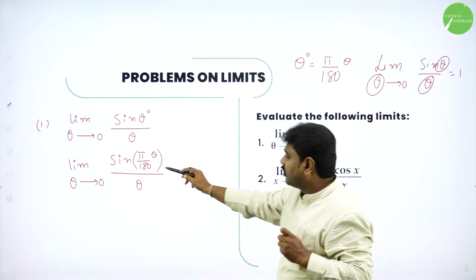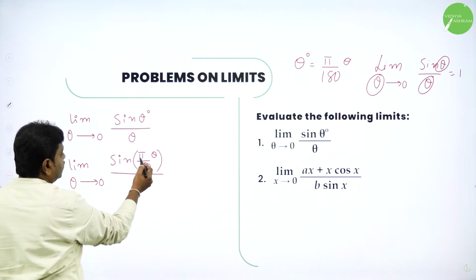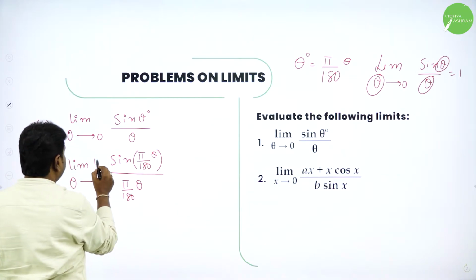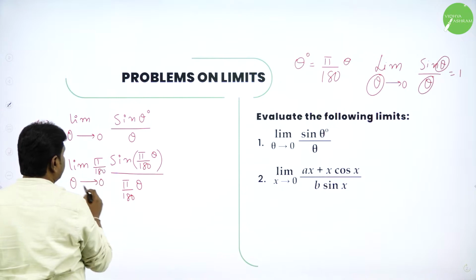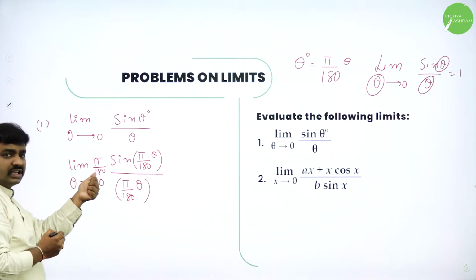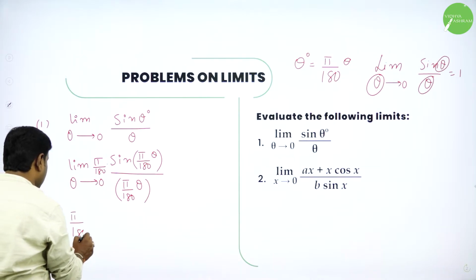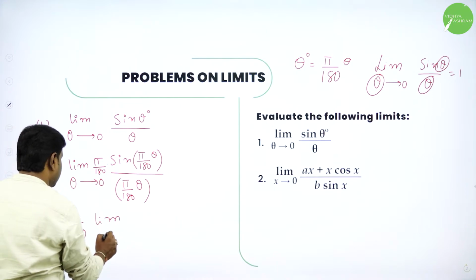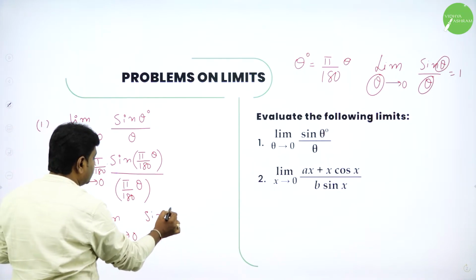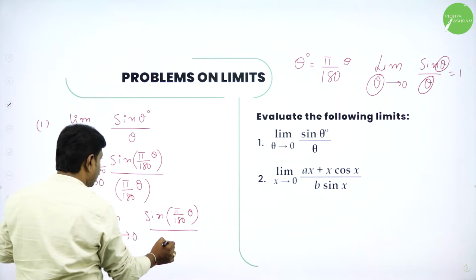So inside sine we have pi by 180. So divide and multiply by pi by 180. Here we have pi by 180. So I will write pi by 180 into pi by 180. I am dividing and multiplying by what? Pi by 180. Now this pi by 180 whatever I wrote here is constant. Take it out. If you take it out, pi by 180 is out, and what is left out? Limit theta tends to 0. Remaining thing, that is sine of pi by 180 theta by pi by 180 theta.